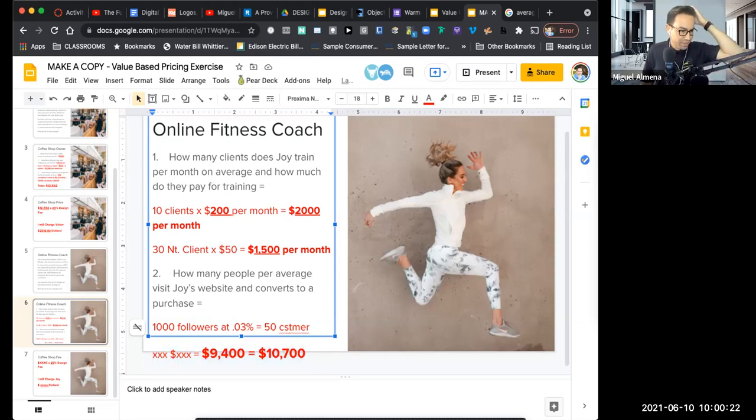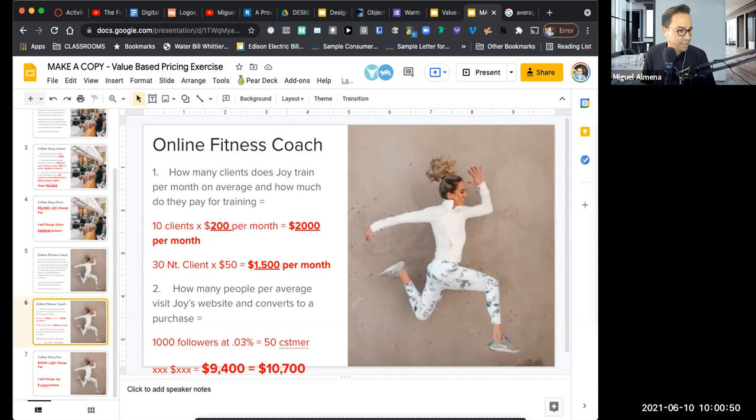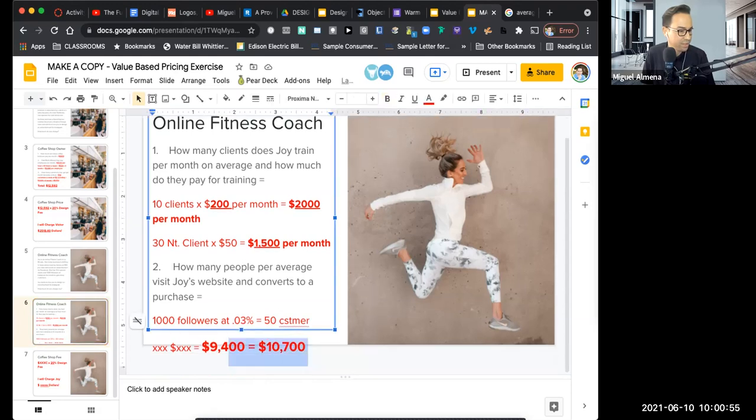So how many people per average visit Joy's website and converts to a purchase? We already said that. So 2,000 net clientele is $1,500 a month. How many people per average visit Joy's website based on that conversion? Anything else that I'm missing here? I might be missing something there. So she has 10 in-person potential there. Yeah, so I know I had a bigger number, but that's probably because we were taking internet conversions as well. So 1,000 followers at 0.3, 50 customers, added that.